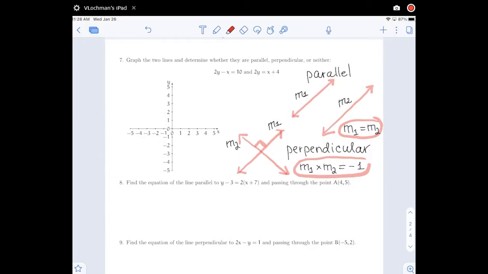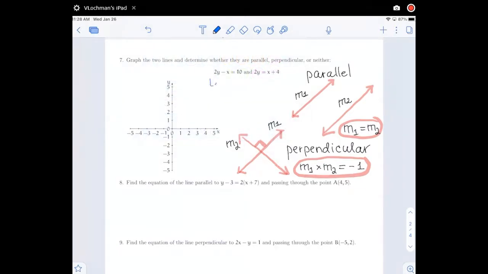Now let's take a look at problem 7 and see if we can answer this question: are they parallel, perpendicular, or neither? All right, I'll pick my first problem here. I'm going to rewrite both of these equations in the slope-intercept form.